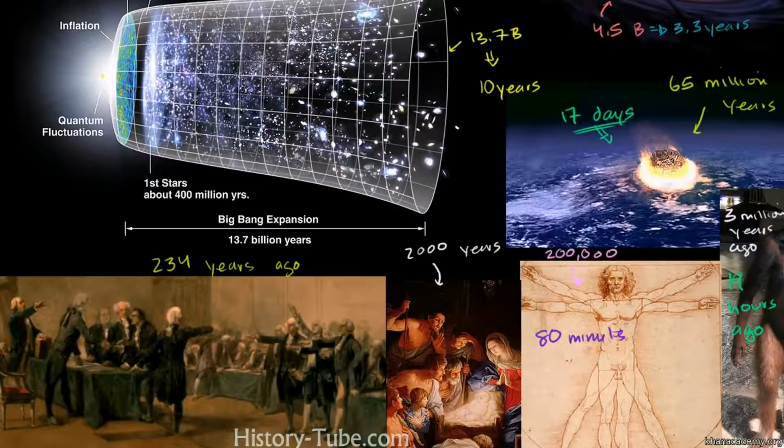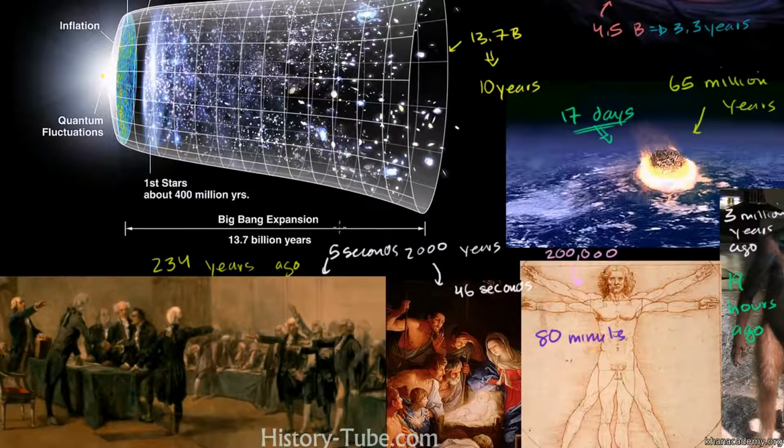Fast forward even more, the birth of Jesus. If the universe was 10 years old instead of 13.7 billion, and we scaled everything down, then the birth of Jesus would have been 46 seconds ago. And then if we fast forward all the way to the Declaration of Independence, this would have occurred 5 seconds ago.